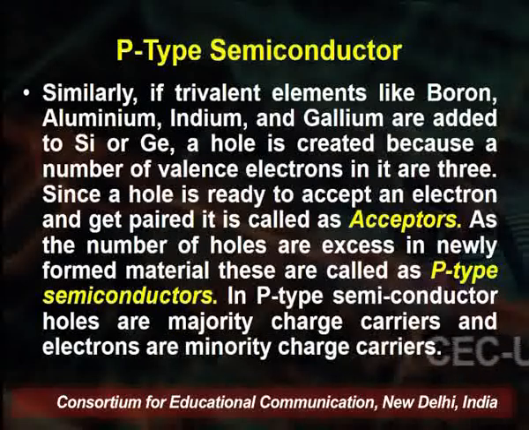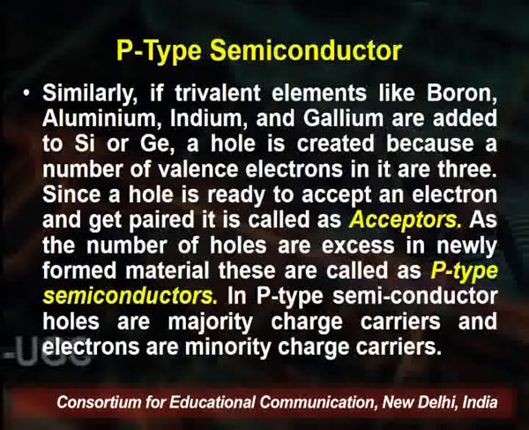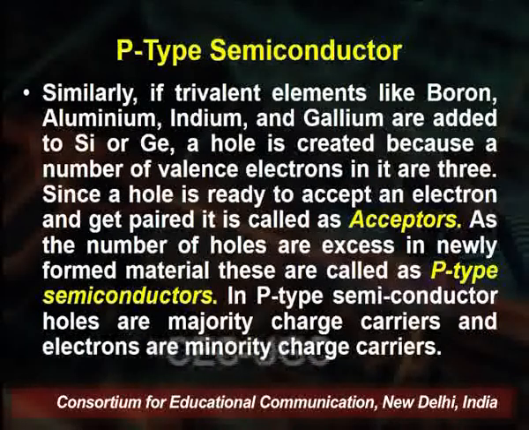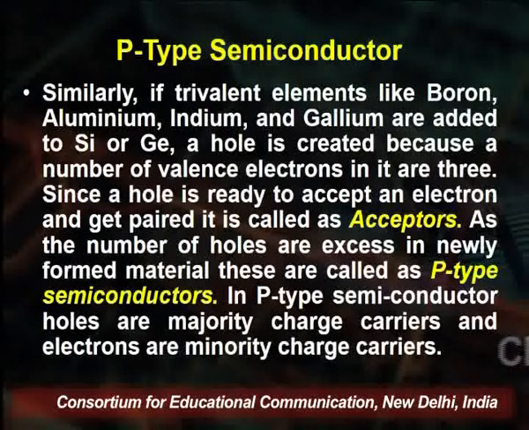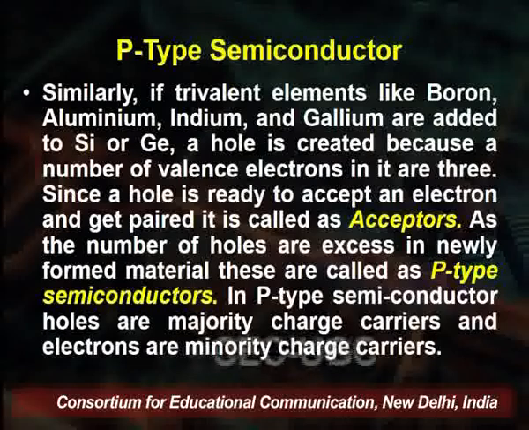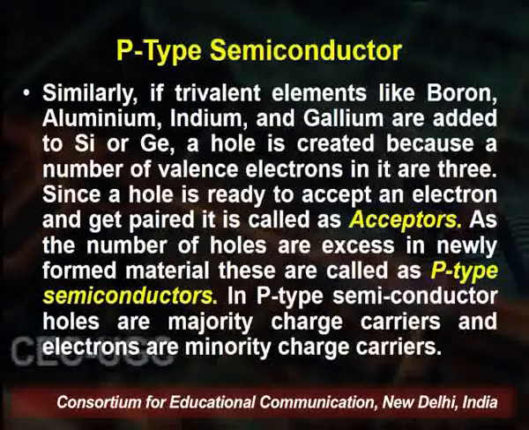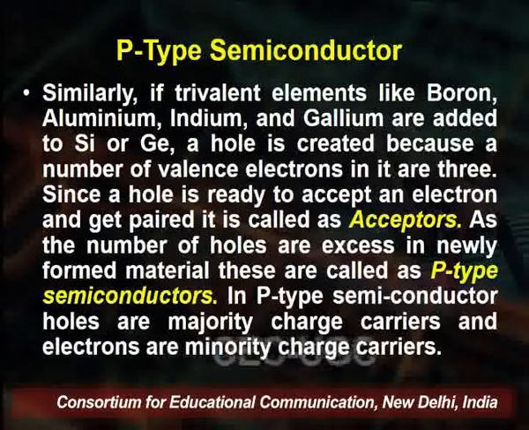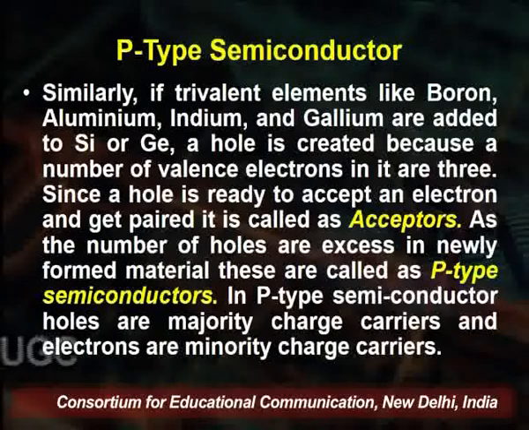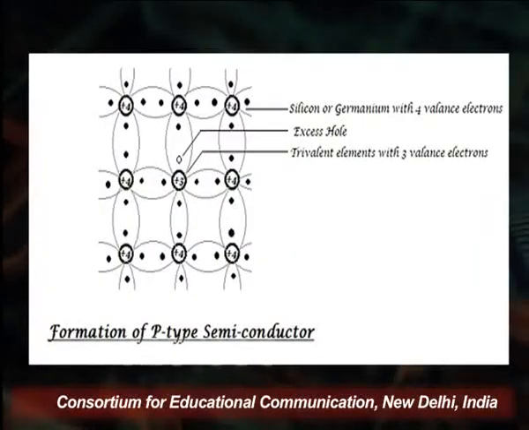As the number of holes is in excess in the newly formed material, these are called the P-type semiconductors. So in the P-type semiconductor, holes are majority charge carriers and electrons are minority charge carriers. Again, N is the donor, and in the N-type semiconductor electrons are majority charge carriers and holes are minority charge carriers. In this P-type it is the acceptor type, and here the holes are majority charge carriers and the electrons are minority charge carriers.